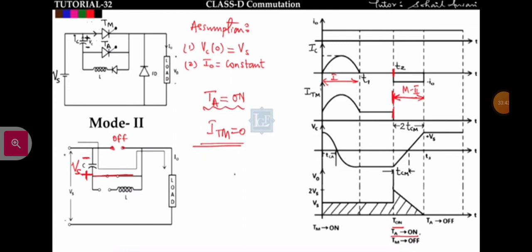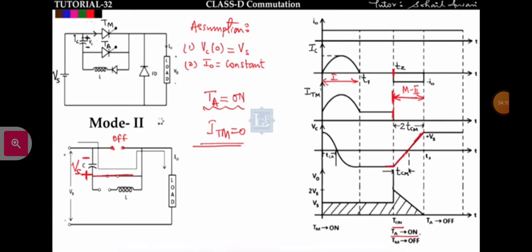So in mode 2, what will happen? See, in mode 2, the supply voltage is again charging the capacitor. The capacitor voltage is from minus to plus, so the supply voltage again charges the capacitor from plus to minus. So the voltage across this capacitor will decrease from minus Vs to 0 and again it will charge to plus Vs like this. Okay, so this is the case of mode 2.